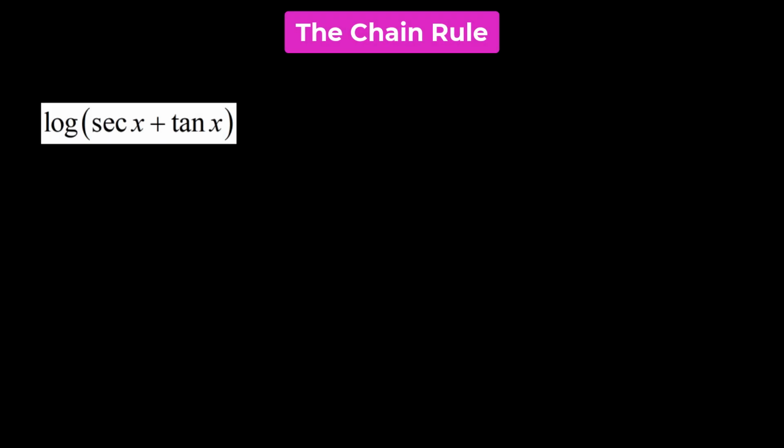So we have the function log of secant x plus tangent of x. So we need to find its derivative with respect to x by using the chain rule. So let us begin by assuming that secant of x plus tangent of x is equivalent to x. If that were the case, then what we have to do is only find the derivative of the logarithmic function, which is 1 over x. So that means we should get 1 over x.